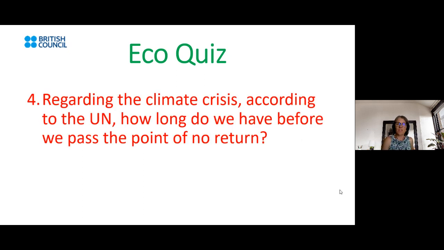Okay, now the next one. Regarding the climate crisis, according to the UN, how long do we have before we pass the point of no return? Now, I'm not going to ask for answers for that, but you may have seen the related news to this.